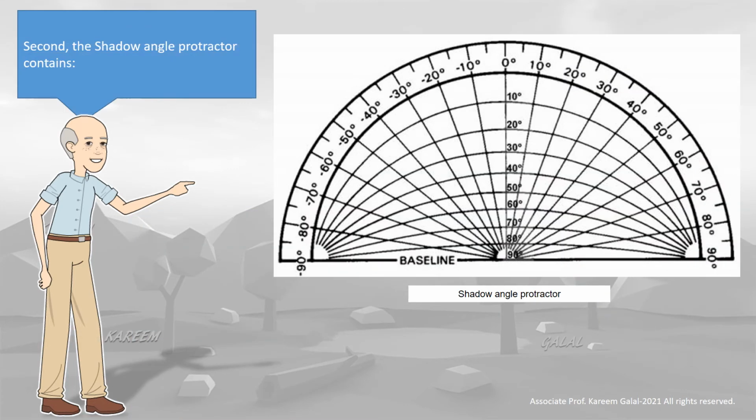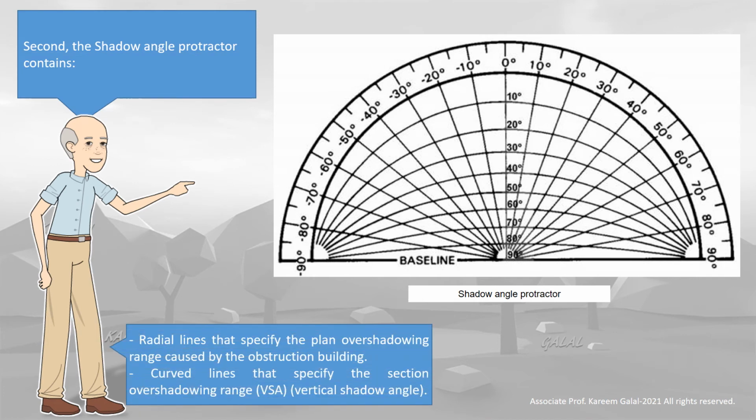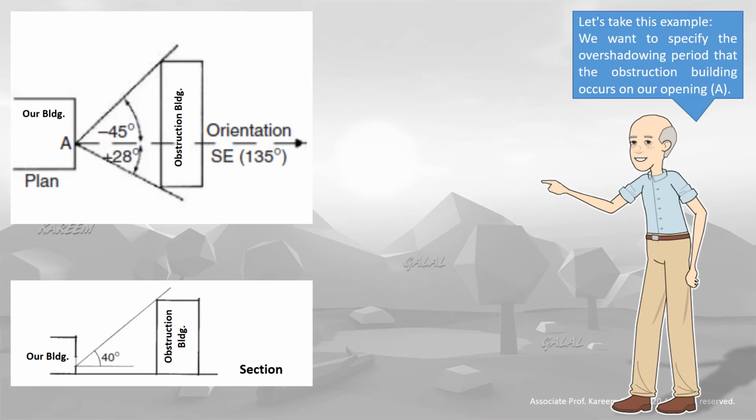Second, the shadow angle protractor contains radial lines that specify the plan overshadowing range caused by the obstruction building, and curved lines that specify the section overshadowing range, VSA, vertical shadow angle. Let's take this example. We want to specify the overshadowing period that the obstruction building causes on our opening, A.